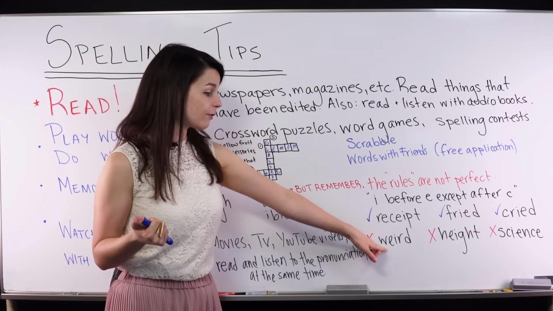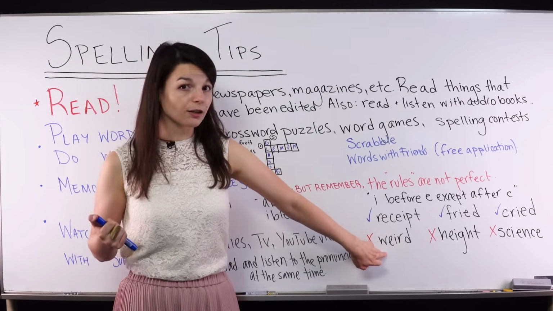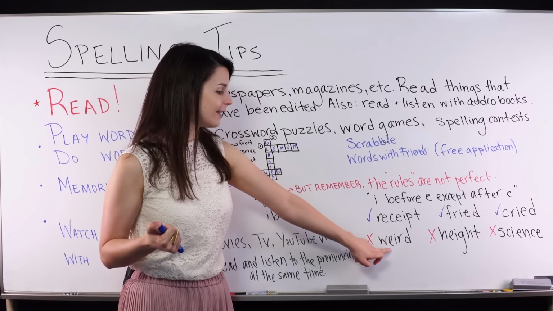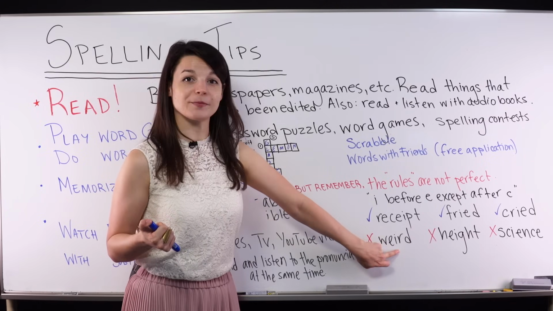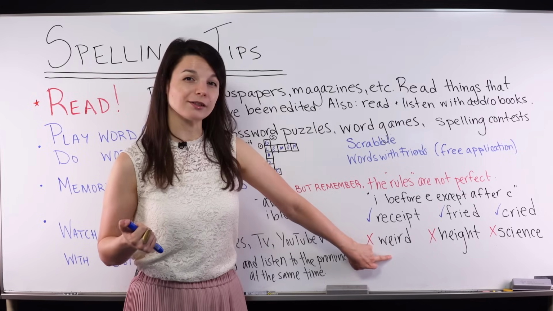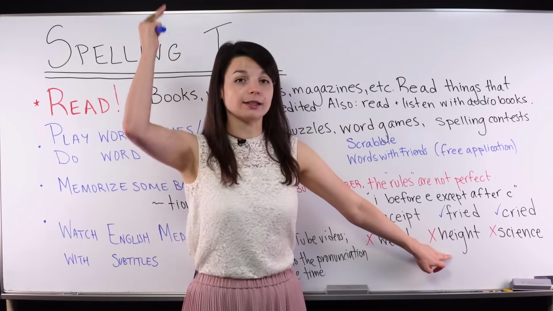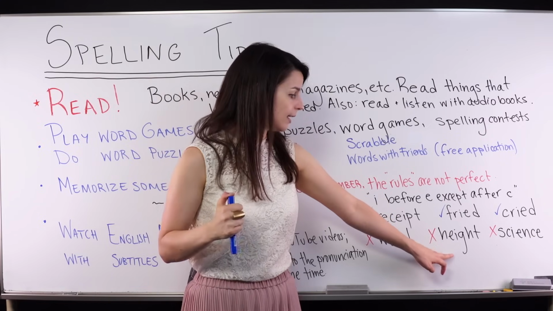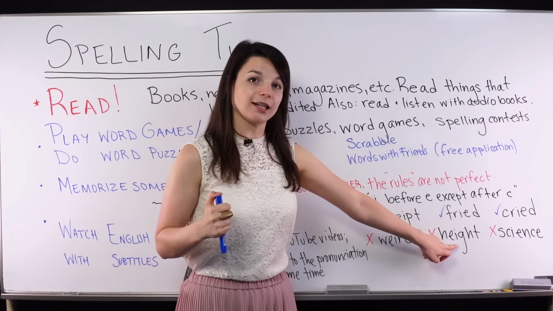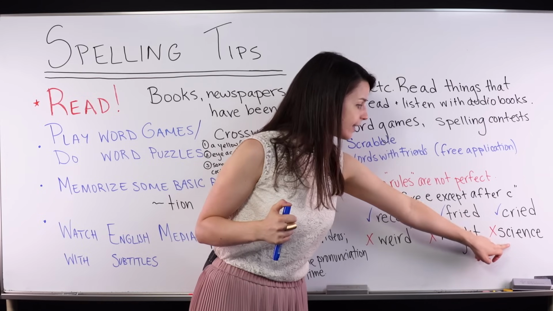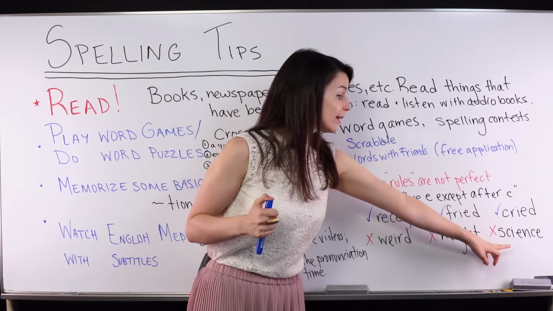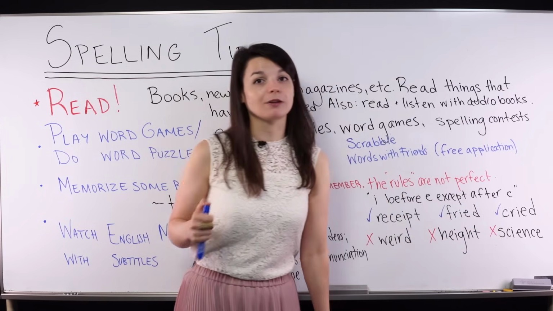However, here are a few examples where this rule is not correct, like weird. The E comes first, the I comes second in this word. Weird means strange. Another example, the word height, referring to how tall something is. The E is first, the I is second. Here, the word science, there's a C here, but the I still comes before the E.